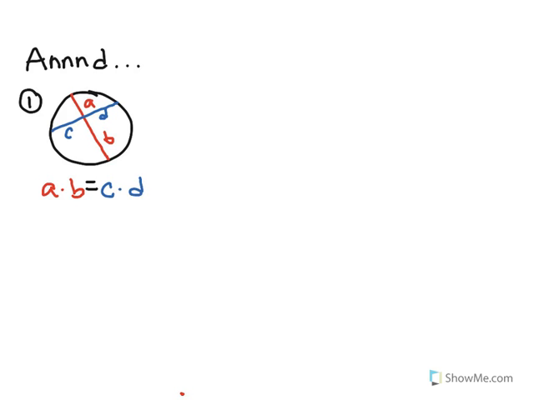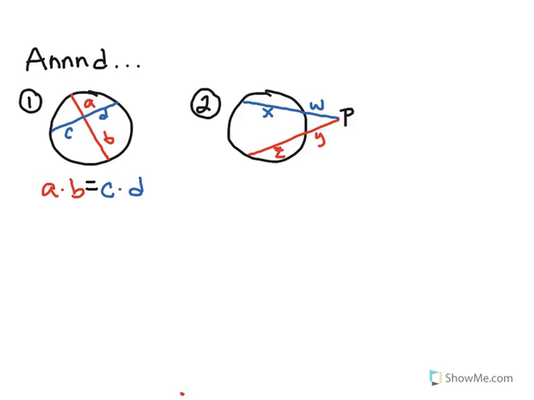And another one of our properties is for secant lines that intersect outside of the circle. So if I could split each of those secant lines in two pieces created by the circumference of the circle, I could say once again that the product of those secant lines is equal to the other, but this time it's a little bit different.